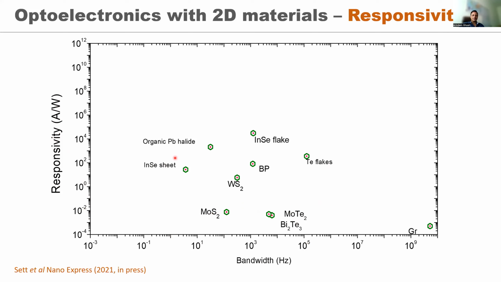And although there are other organic lead halides, etc., they have shown somewhat higher responsivity, but they can also be affected because of intrinsic defects that one needs to keep in mind. But overall, if you look at the transition metal dichalcogenides, they are within about 1 ampere per watt or lower. Graphene is 10 to the power minus 6 or minus 4, somewhere here. Okay.